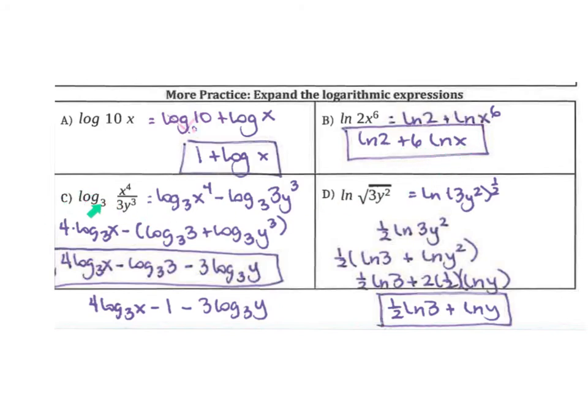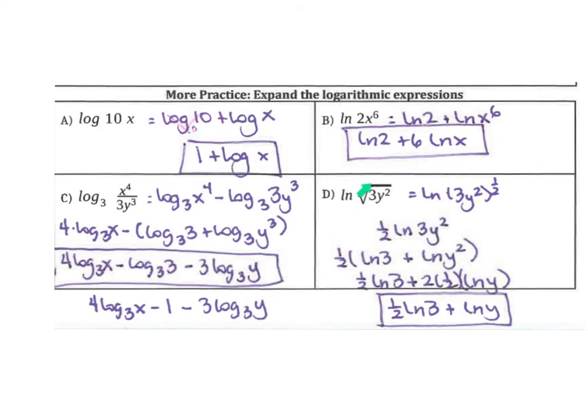For letter C, that's log base 3 of x to the 4th over 3y cubed. This is the same example that we did earlier. You need to make sure and put parentheses for that denominator and then distribute the negative. So you can leave the answer like this, or you could always simplify this log base 3 of 3 at the end, and that becomes a 1. Okay, so just in case Big Ideas does want that answer, but this is okay here.